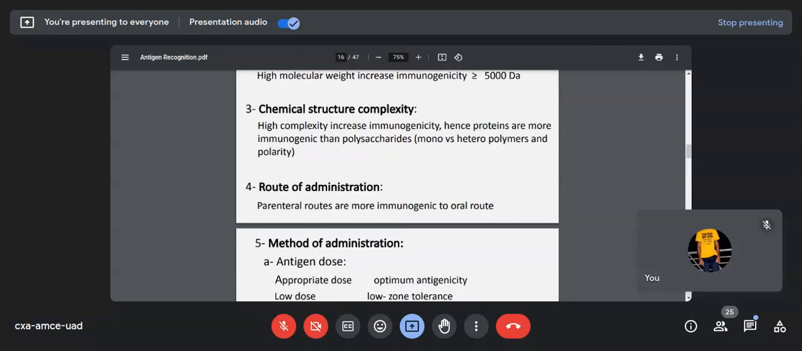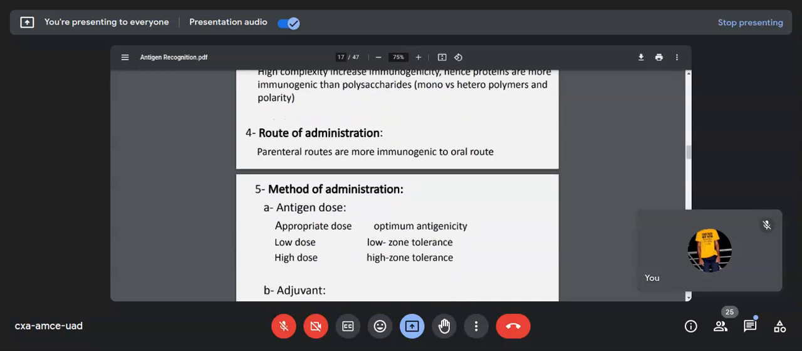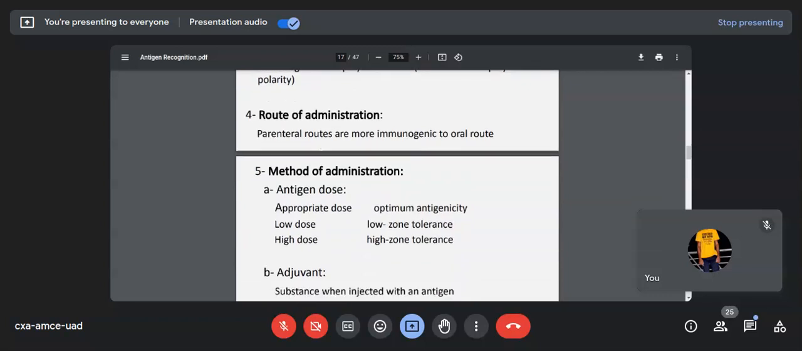So now we're saying when a molecule's structure is so complex, it will be regarded as a what? As an antigen. Also, we talk about the route by which a particular antigen or molecule enters. You discover that molecules that enter through what we call parenteral routes are more immunogenic than oral routes. What am I trying to say?